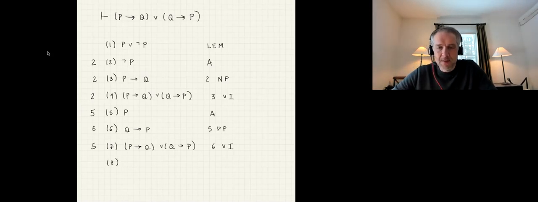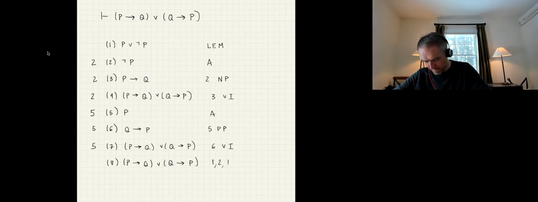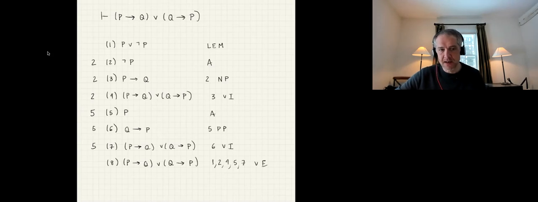Okay, so now I'm going to have a big OR elimination. So on line 1, I have P or not P. From one of the disjuncts, I get the conclusion I want from 2 to 4. Then from the other disjunct, P, I get the same conclusion on line 7. So now I can just write that conclusion, if P then Q, or if Q then P. So that then is 1, 2, 4, 5, 7, disjunction elimination.